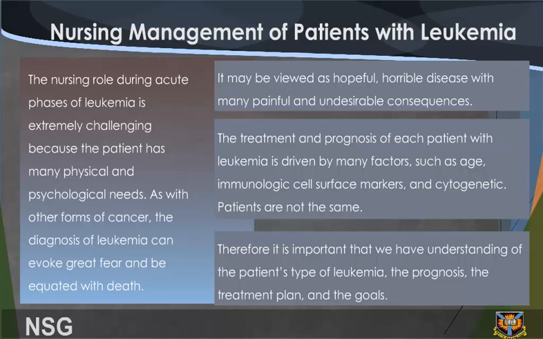The treatment and prognosis of each patient with leukemia is driven by many factors, such as age, immunologic cell surface markers, and cytogenetics. Patients are not the same. Therefore, it is important that we have an understanding of the patient's type of leukemia, the prognosis, the treatment plan, and the goals.